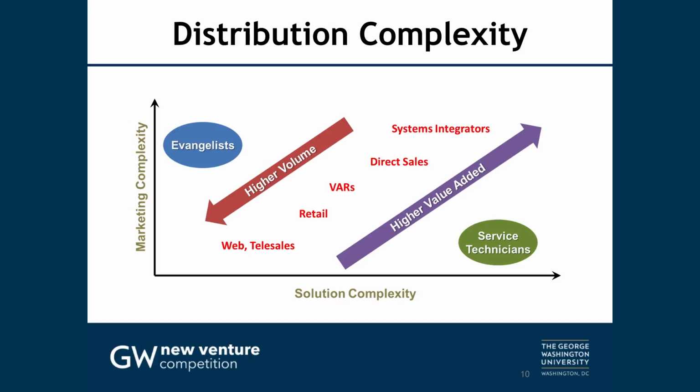So if the product complexity and the market complexity is simple, you can sell it on the web. It takes no support. You can maybe use telesales, but it's very easy to sell the individual products. There's not a lot of explanation required, and so that's the low cost and preferable alternative. If your product is more sophisticated or more complicated, then you may need to go through a retail store. You may need to have a salesman present to help customers buy your product.